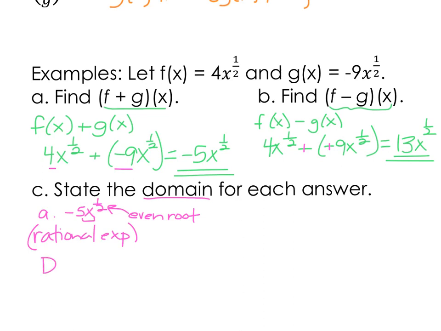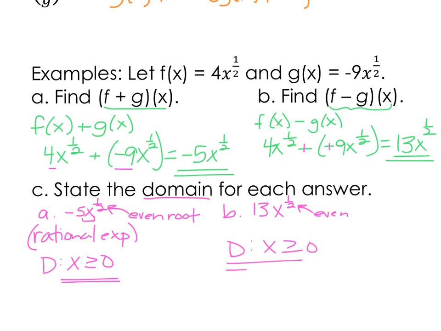Therefore, to state the domain, we just use capital D. We know x has to be a number greater than or equal to 0. That way, when we raise it to the 1/2 power, we get a valid solution. And then we could multiply by negative 5. So there's your domain for part A. Notice for part B, we have a different coefficient, but our variable ends up with that same exponent. Again, because the denominator is even, we know this is only valid for the domain where x is greater than or equal to 0. We're going to write a lot with domain and eventually range throughout the semester. This is just kind of previewing the setup for that.